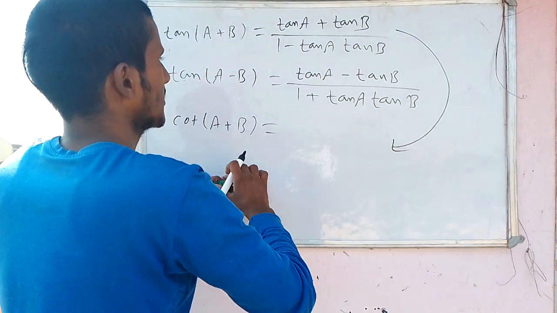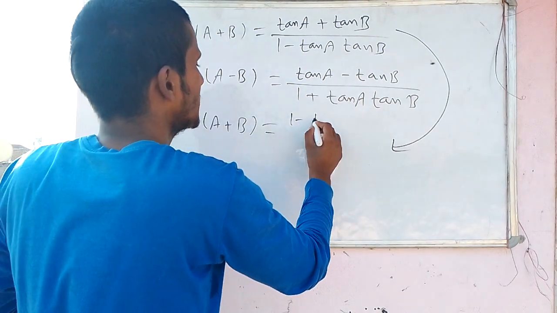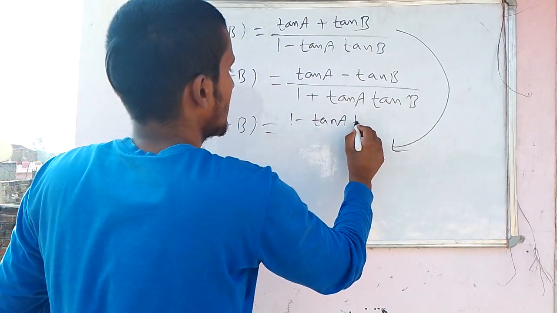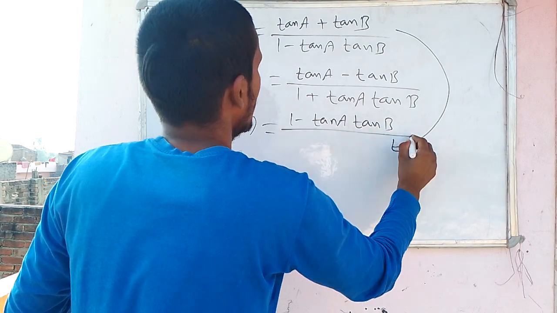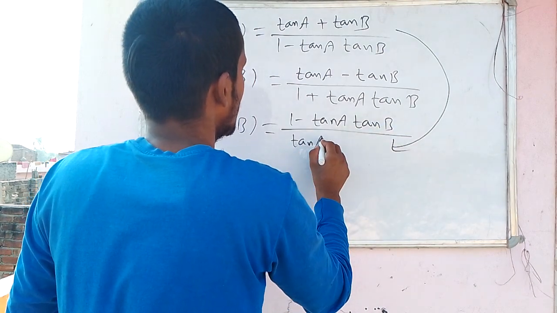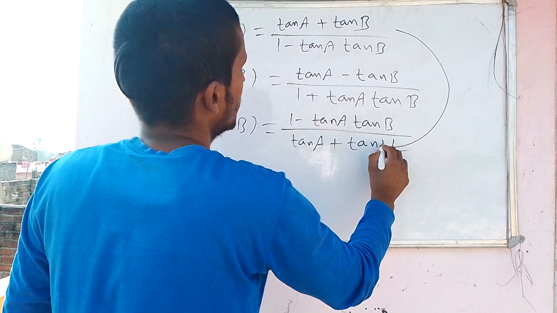So this will be 1 minus tan a tan b, divided by tan a plus tan b. Why will it be this?